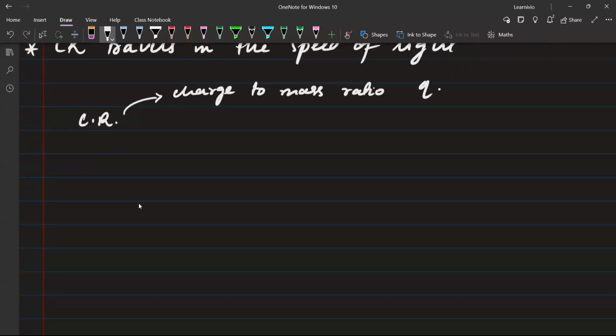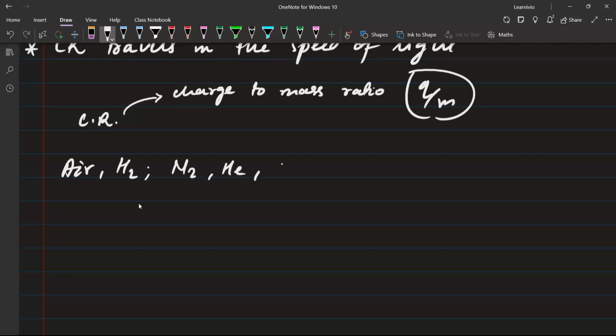So q by m. How did we do that? You will come to know. Charge to mass ratio we calculated. First we did it for air. Then we added hydrogen gas, and we calculated the charge to mass ratio. Then we added nitrogen, not we, Thomson, nitrogen. Then we did for helium. Then we did for oxygen.